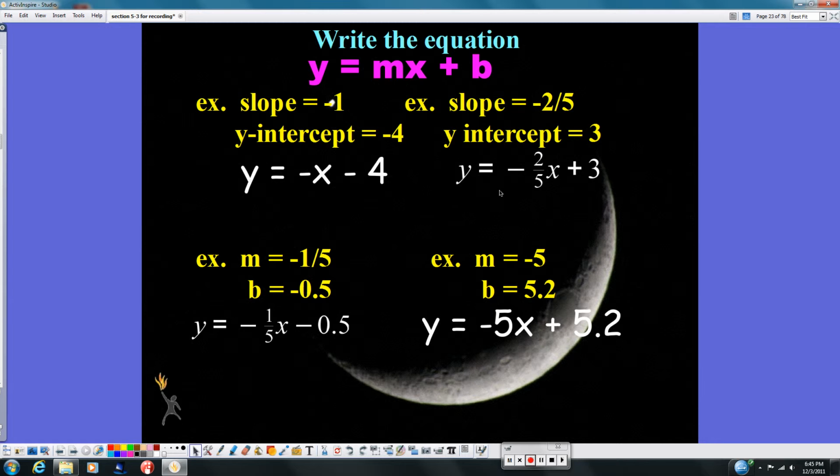And the second one, y equals negative 2/5 x plus 3. This one, y equals negative 1/5 x minus 0.5. And the last one, y equals negative 5x plus 5.2.